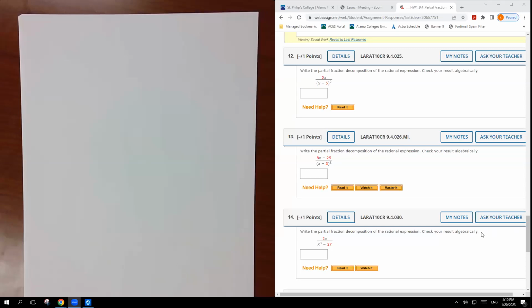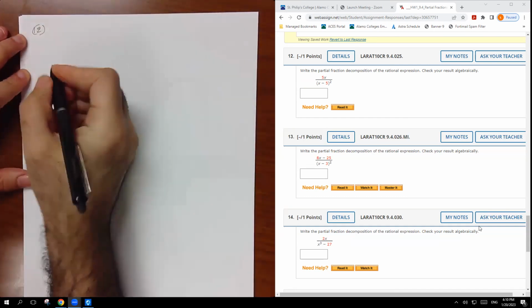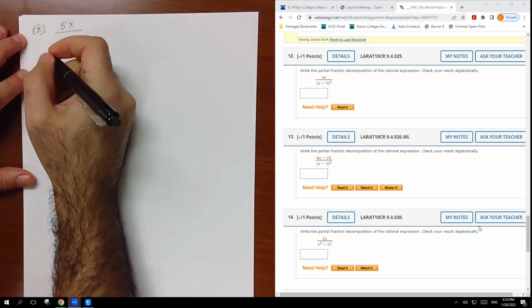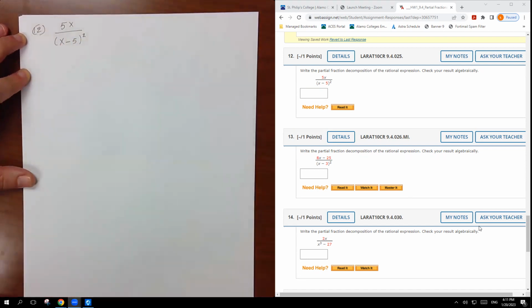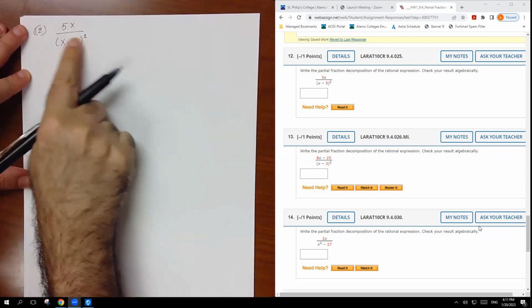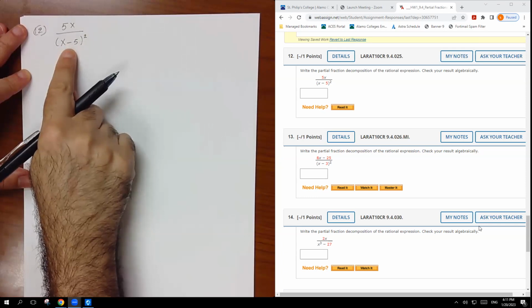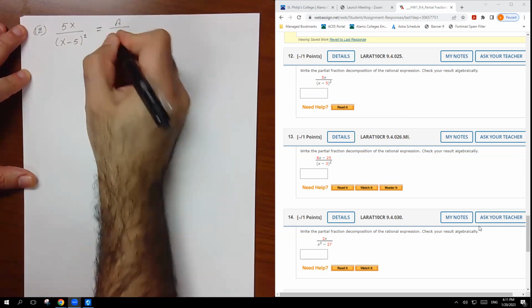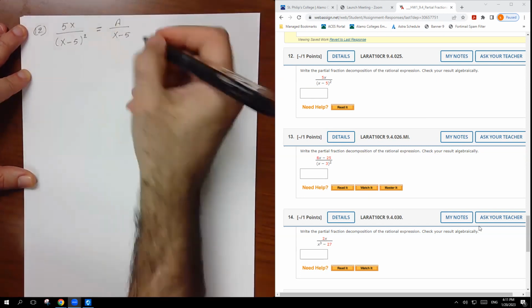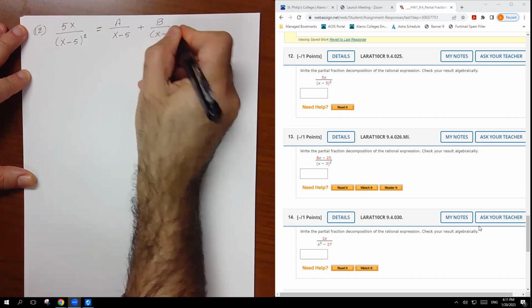Let's keep going. For example 12, we have 5x over x minus 5 squared. So let's check how we're going to solve this one. We're going to do the same thing. I can factor this one because this is x minus 5 squared. That means it's a linear factor, but squared. So in this case, this is going to be equal to a over x minus 5, because it's repeated, plus b over x minus 5 squared.